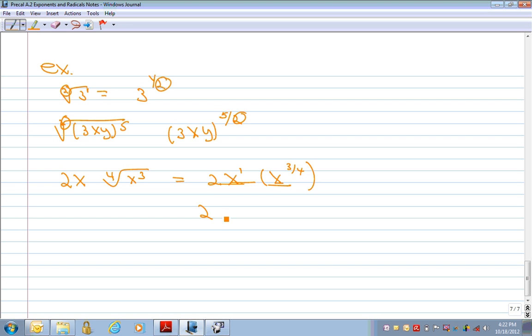So this is really 2x. If I want to add 3/4 to 1, this 1 really becomes 4/4. That's the same as 1 times x to the 3/4. I'm going to keep the base, add the exponents. I have 2x to the 7/4. And that would be your answer. Again, that's probably something that you might not have seen last year.